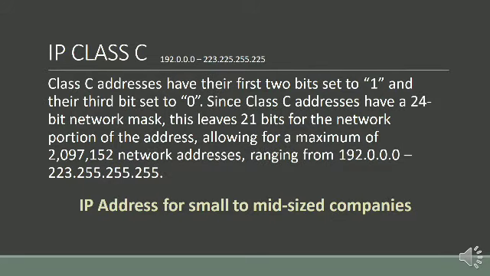IP Class C. Class C addresses have their first two bits set to 1 and their third bit set to 0. Since Class C addresses have a 24-bit network mask, this leaves 21 bits for the network portion of the address, allowing for a maximum of 2,097,152 network addresses, ranging from 192.0.0.0 to 223.255.255.255. These are IP addresses for small to mid-size companies.